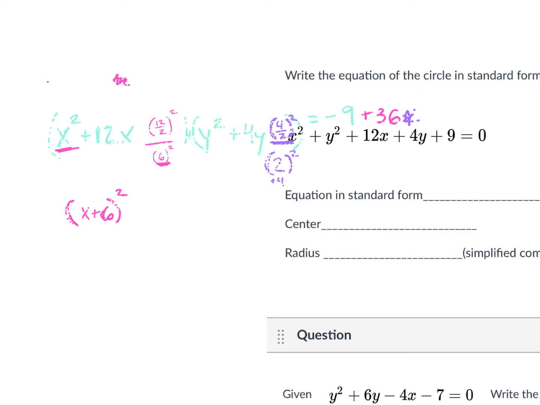What's that? 31. So this is my equation in standard form. Done. What's my center? Negative 6, negative 2. And what's my radius? Square root 31.